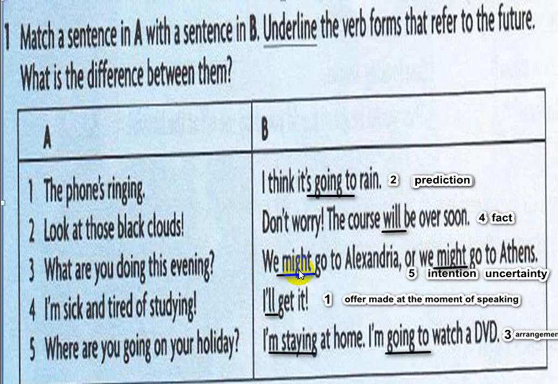Where are you going on your holiday? The answer is, we might go to Alexandria or we might go to Athens. Here might, and also the other might, we can use might for future tense, it is a form of future. It means an intention, or here uncertainty, because they are not sure. Or intention, a plan or aim. So might here can be used as referring to the future for intention and uncertainty.